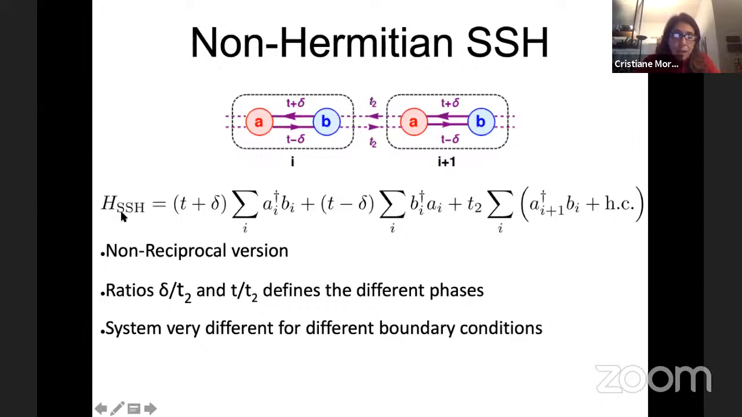So I write then the non-Hermitian Su-Schrieffer-Heeger Hamiltonian. It's just a hopping Hamiltonian, a tight binding one, very easy. And this is the so-called non-reciprocal version. And now, as a function of T and delta, always written in units of T2, we are going to have different phases. And the system is going to have a completely different phase diagram for different boundary conditions.